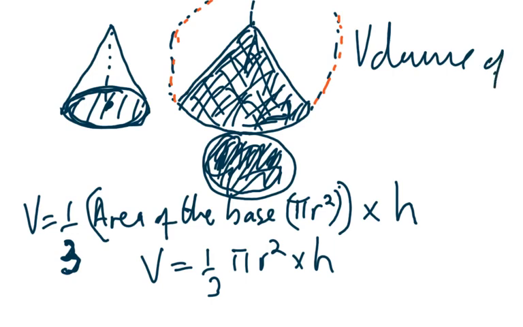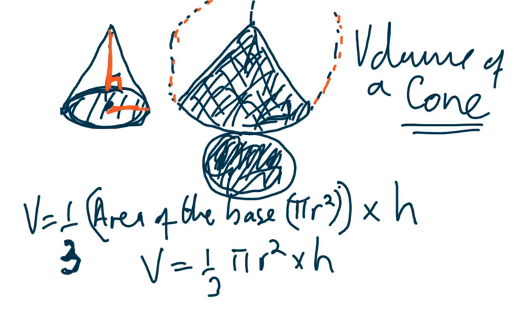Volume of a cone: 1/3 area of the circle multiplied by the perpendicular height. Now the height we have to remember is that perpendicular height. And the r is this radius here, from the center of the circle to the circumference. That gives us the r.